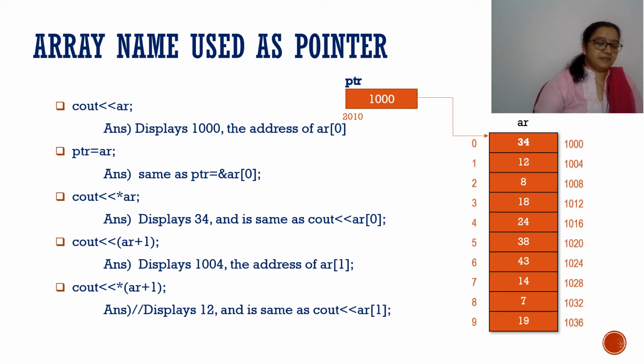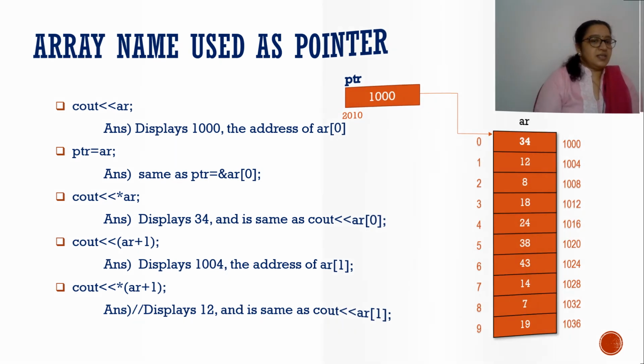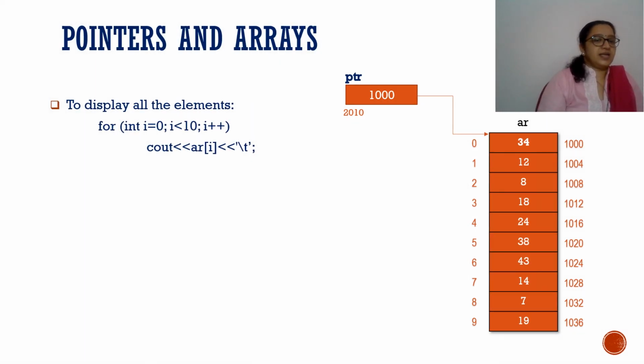Now see this, pointers and arrays to display all the elements. If I want to display all the elements, what to do? See, this is the simple method: int i is equal to 0, i less than 10, i plus plus. We are using a loop variable, a control variable, for printing all the elements. This is the normal way of printing. See cout AR of i means we will get 0, 1, 2, 3, till 9. We will get all the elements there.